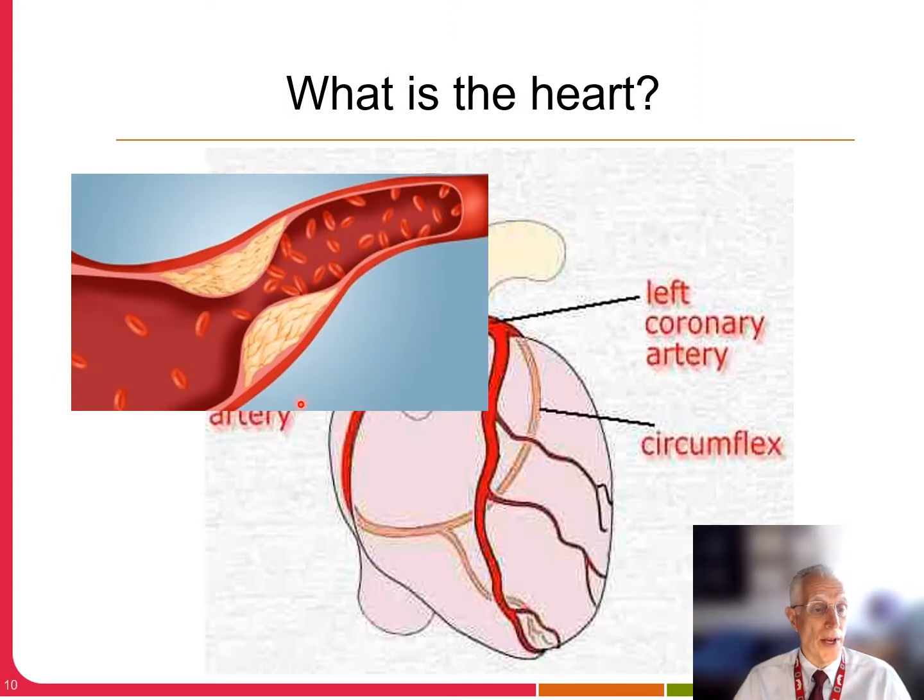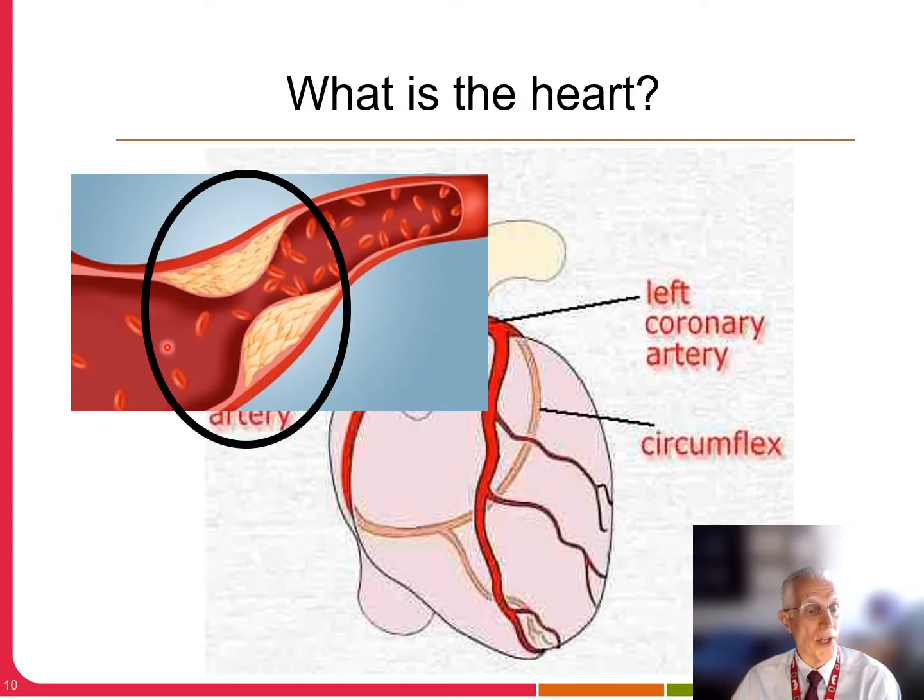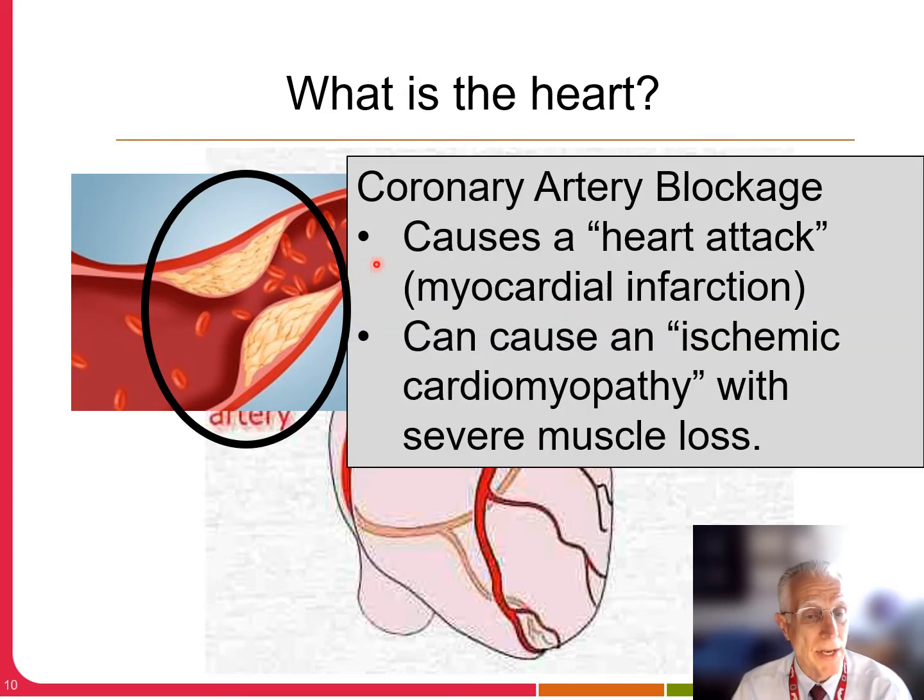Now this shown here is a blockage in a coronary artery, again an artist's depiction of that. And that coronary artery blockage is what causes a heart attack. When that blocks off completely, the heart muscle cannot get blood supply, cannot get oxygen, and causes a heart attack. If the heart attack is severe enough, it can cause an ischemic cardiomyopathy. Ischemia means lack of blood, lack of oxygen.